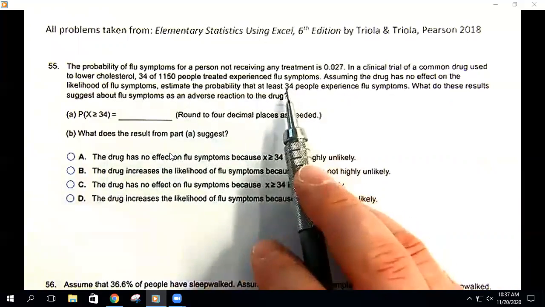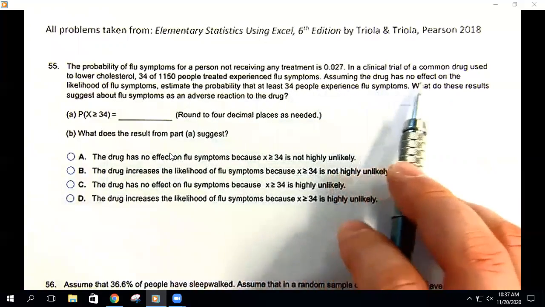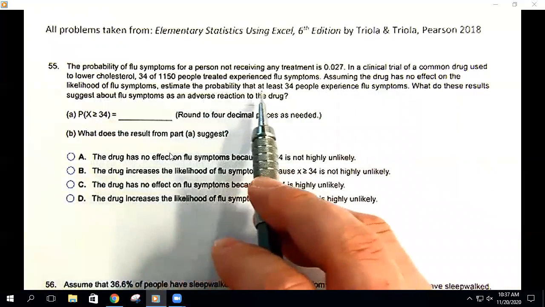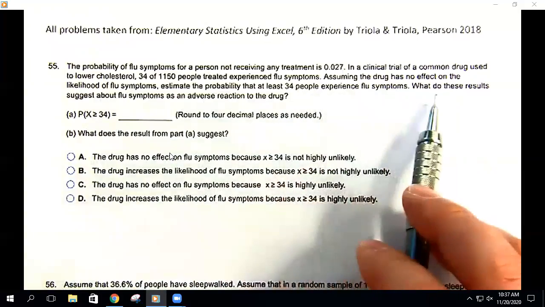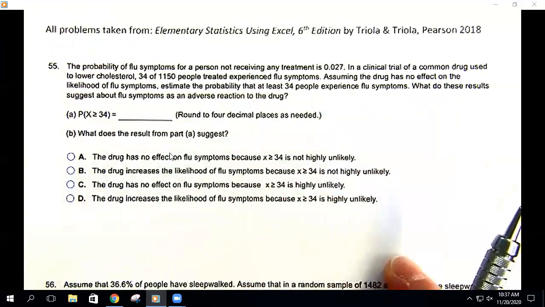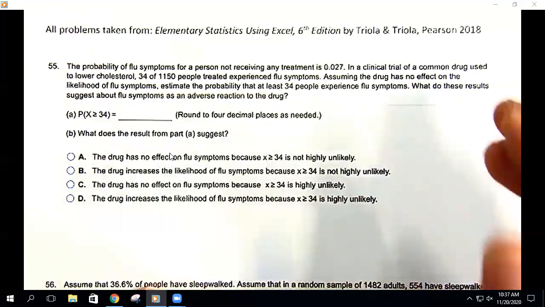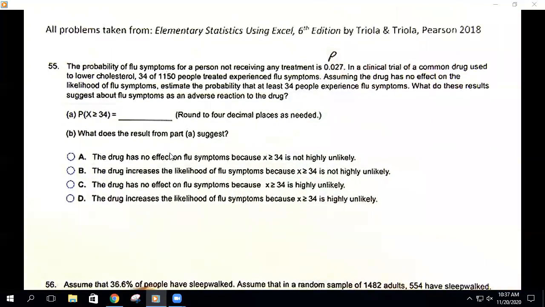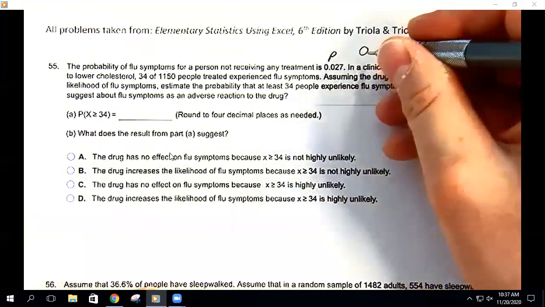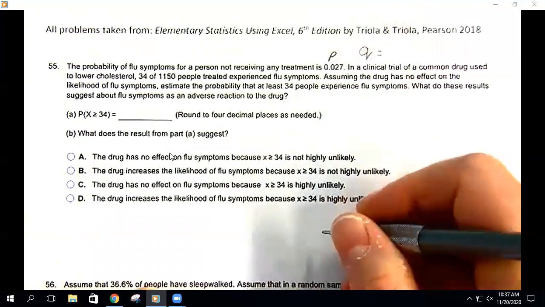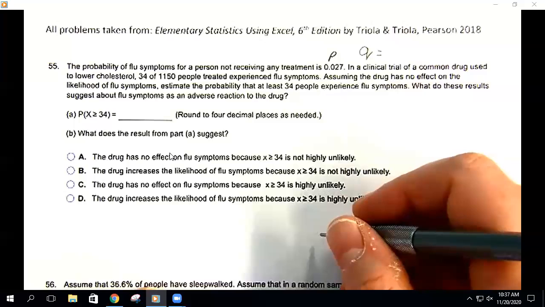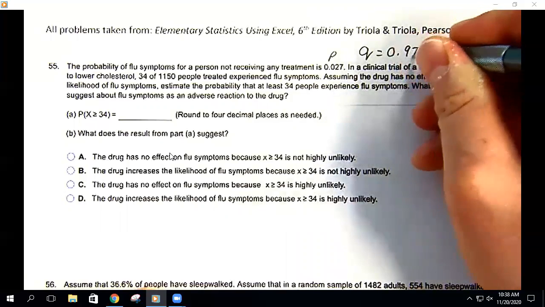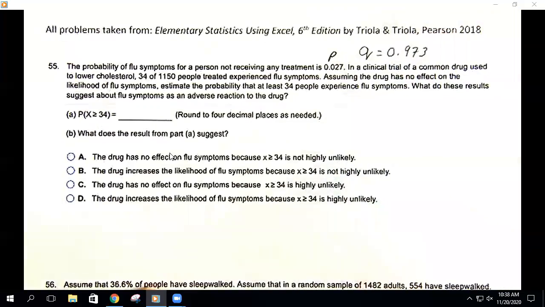Okay, 55. The probability of flu symptoms for a person not receiving any treatment is 0.027. The drug is to lower cholesterol. Assuming the drug has no effect on the likelihood of flu symptoms, estimate the probability that at least 34 people experience flu symptoms. So that's our P, 0.027. Our Q then is 0.973.